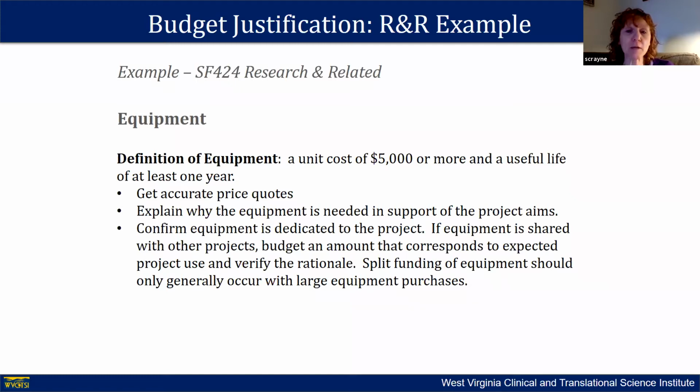Equipment: a lot of people send me things when I'm doing their justification and they say they need laptops. Laptops really aren't equipment as defined by the NIH. Equipment is a unit cost of $5,000 or more and a useful life of at least a year. For these bigger purchases of equipment, we would require some quotes and an explanation of why you need this piece of equipment. And if it's not going to be dedicated to the project, you have to justify how it's going to be split and give a good rationale for that.